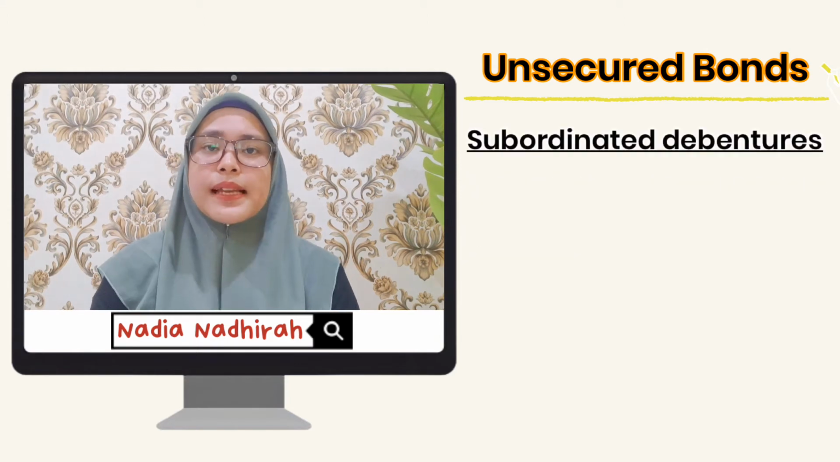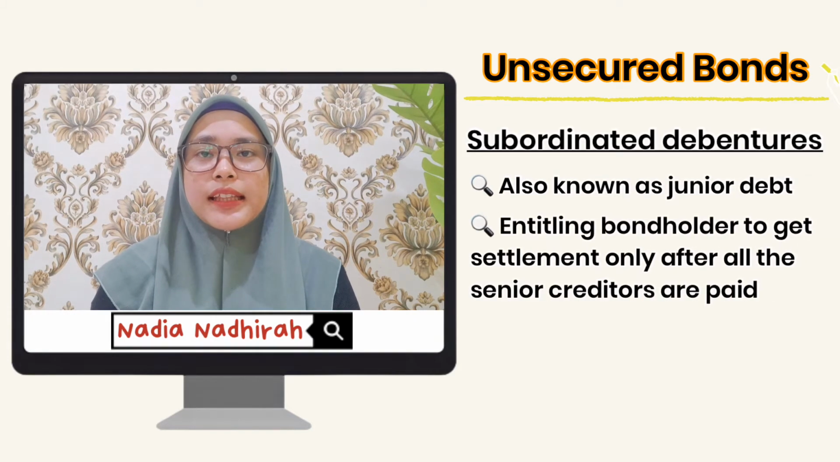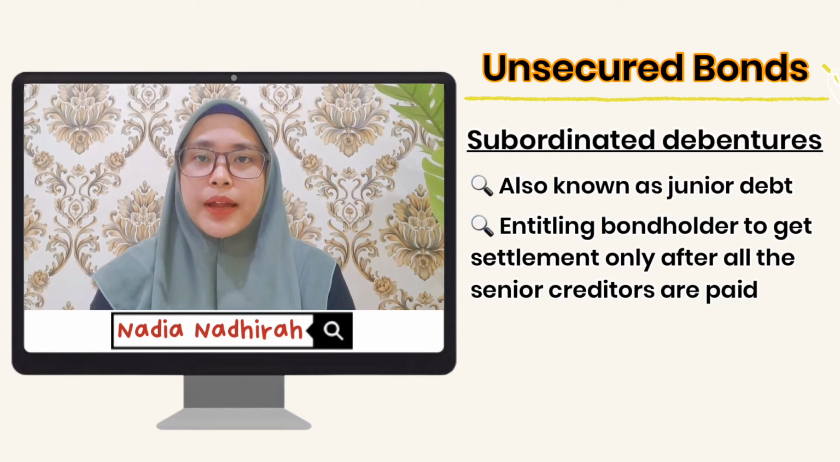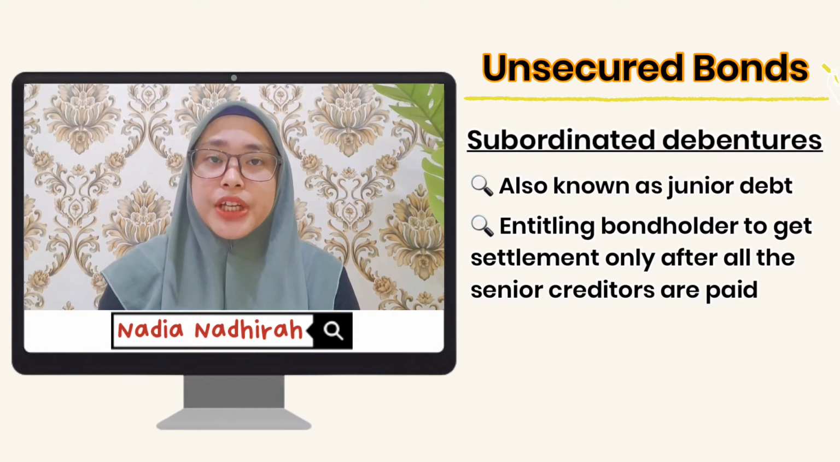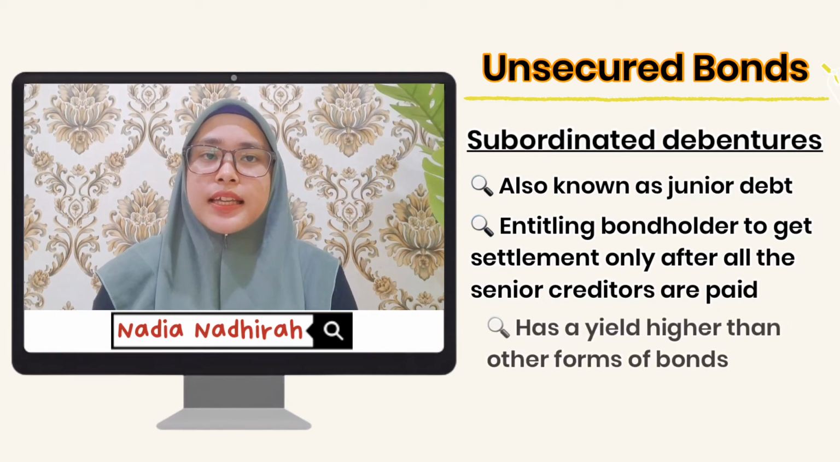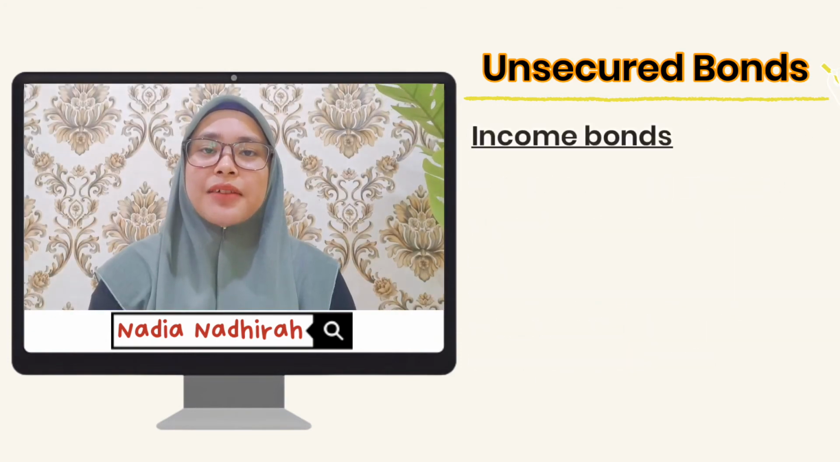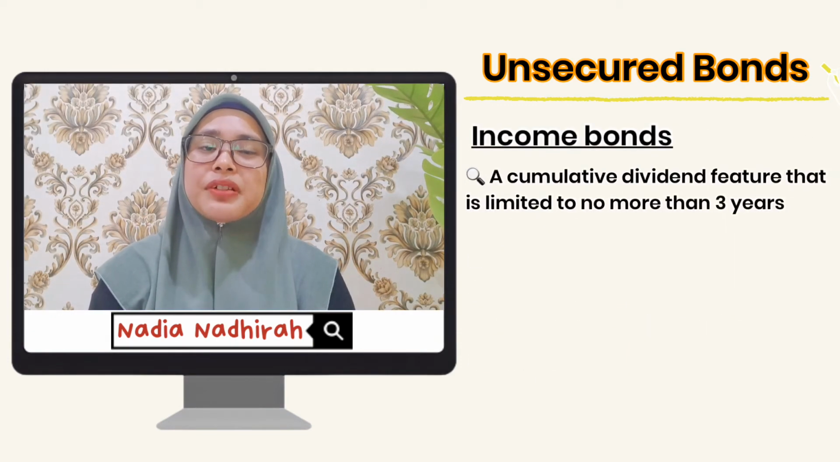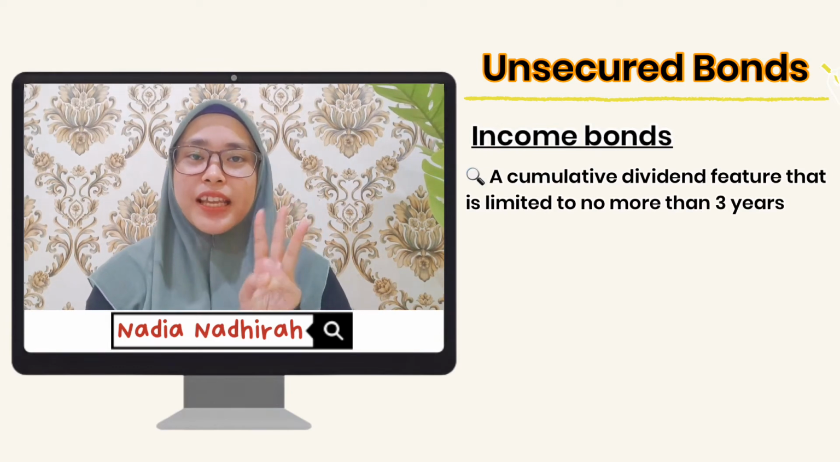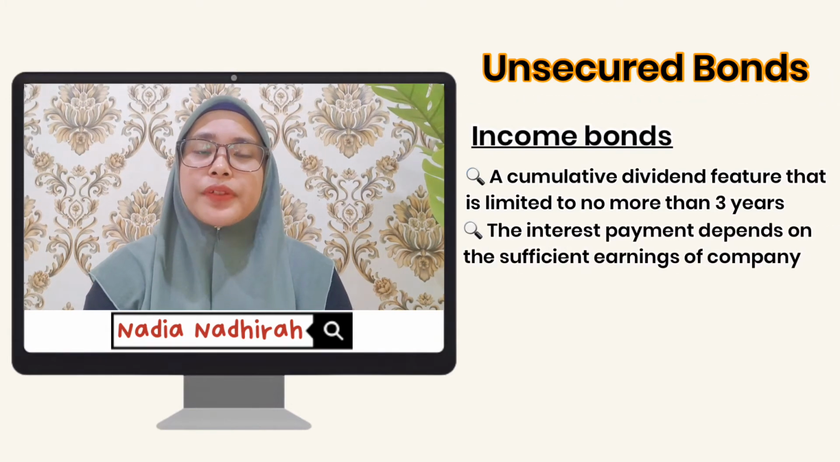A subordinated debenture is also known as junior debt, entitling the bondholder to get settlement only after all the senior creditors are paid in the event of the company's liquidation. Due to the nature of such claims, a subordinated debenture has a yield that is higher than other forms of bond. Lastly are the income bonds. Income bonds have a cumulative dividend feature that is limited to no more than 3 years. The interest payment of the bond depends on the sufficient earnings of the company.